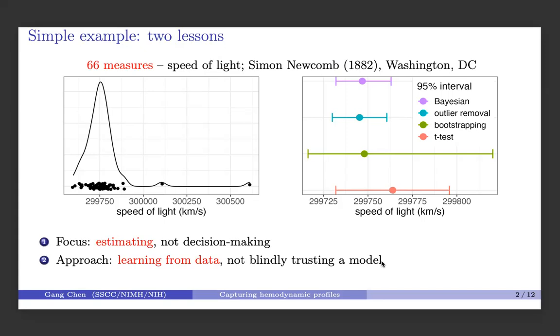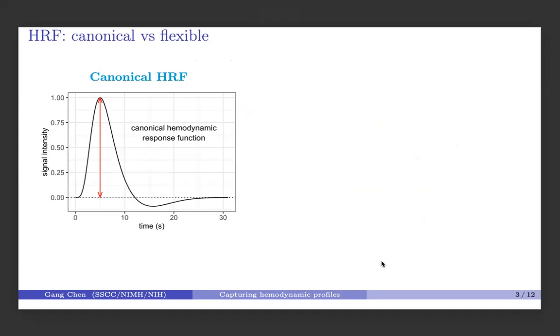We have some prior knowledge. So we learn from the data, but we don't fully trust the data. That's the combination of the two. We can achieve some satisfactory result about the speed of light estimation. So let's keep those two lessons in mind. So how can we improve detection sensitivity for fMRI data analysis?